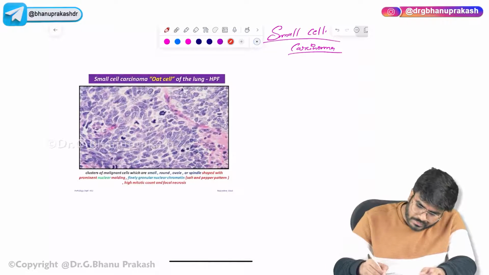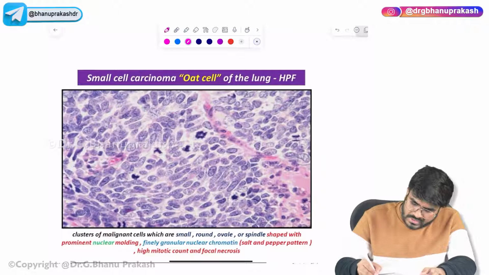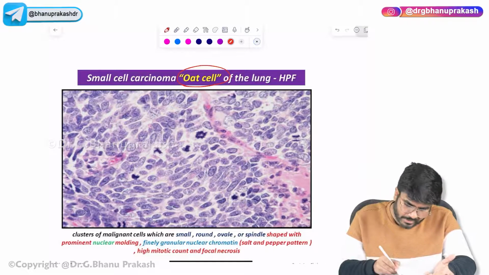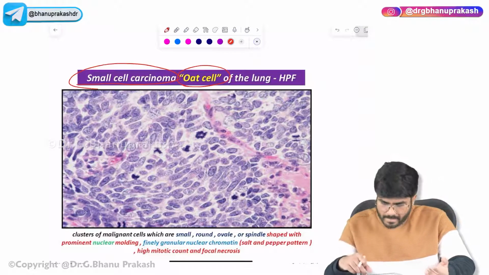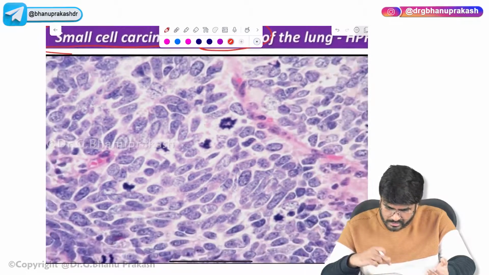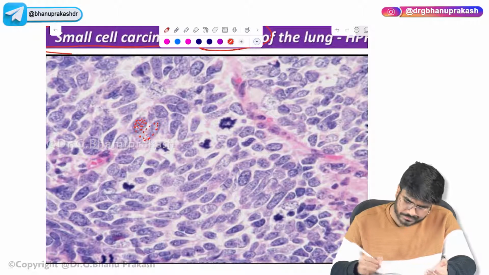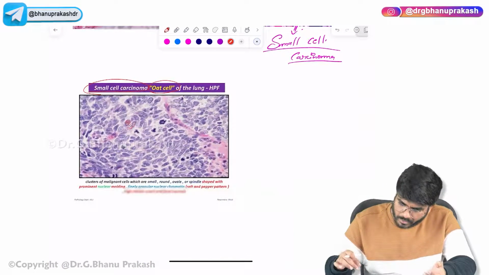Okay, now here look at this. Now oat cell carcinoma, just now I have discussed what is oat cell carcinoma. Oat cell carcinoma is nothing but the small cell carcinoma. Now what you are seeing here is, when you look into the cells, they are having this stippled appearance. The chromatin is like these dots. Okay, this is called as salt and pepper chromatin.